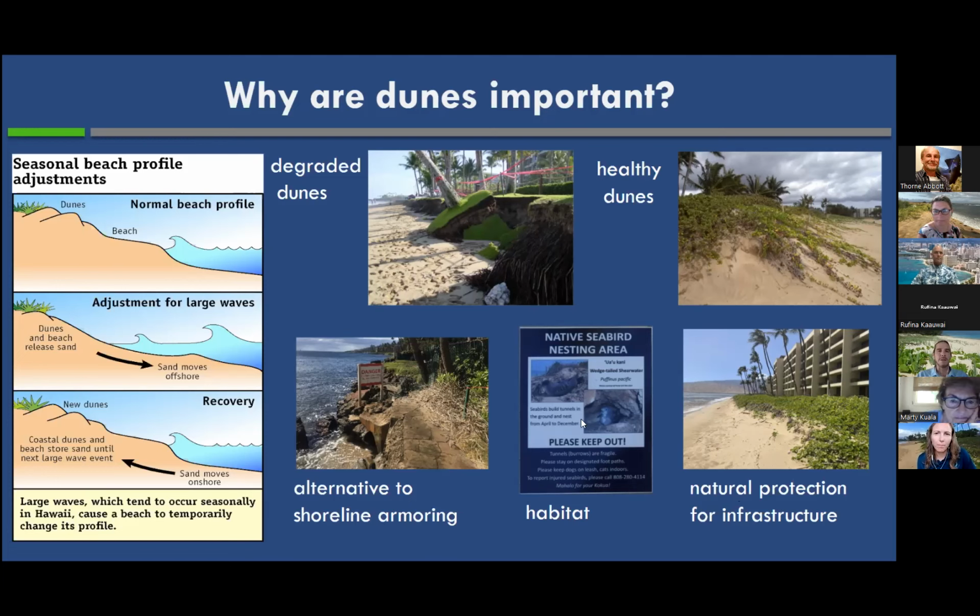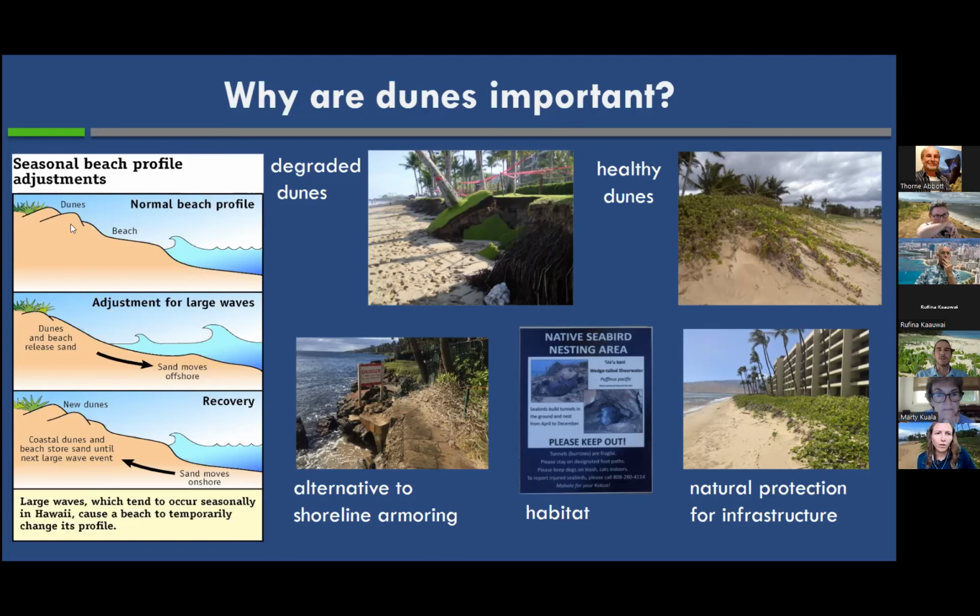You can see in this picture in the upper left, when you have degraded dunes or no dunes at all, shoreline erosion looks like this: big chunks of the shoreline cleaving off onto the beach. As an alternative to that, you have healthy dunes over here to the right, where you have a nice vegetated sand berm that protects the beach and nourishes the beach with excess sand as it recovers from high wave events.